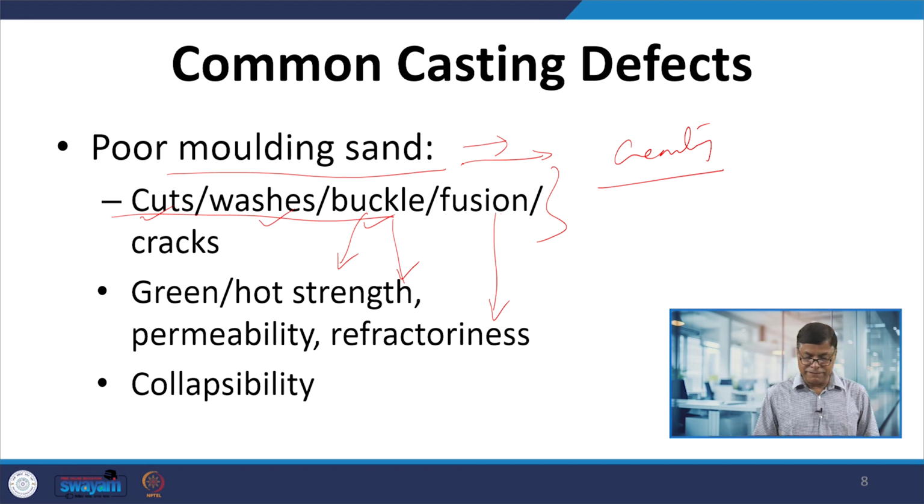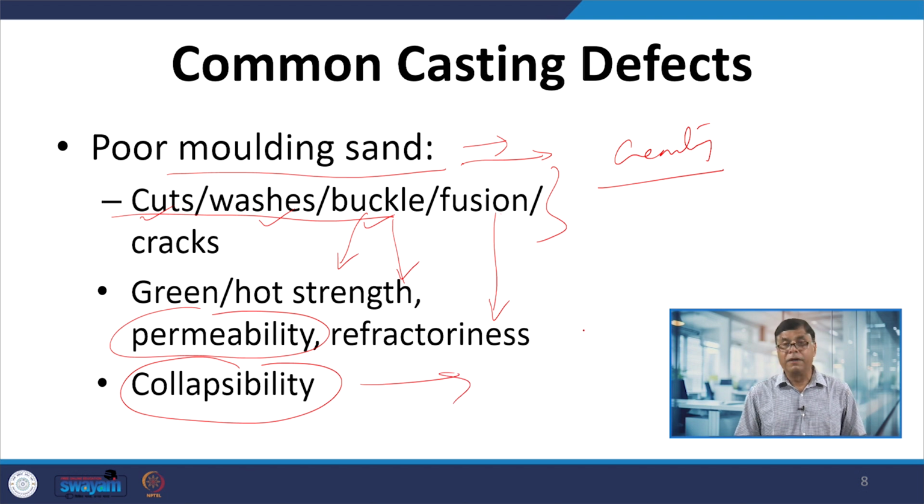And the gaseous defects are caused by the poor permeability, and the poor collapsibility leads to the formation of hot tears and hot cracks, because after the solidification, when the casting is shrinking due to the drop in temperature, it develops compressive stresses, but if the molding sand does not collapse, then it develops tensile stresses.